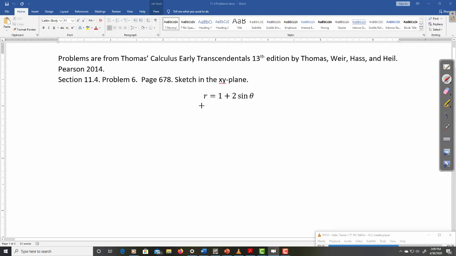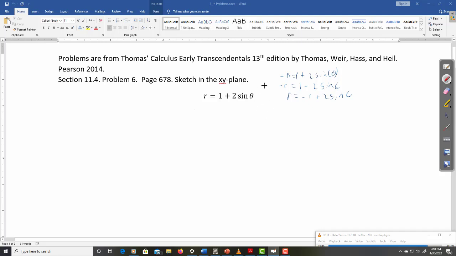If I replace r with negative r, I don't think I'll get the same thing, because how about theta with negative theta? Both, I don't think, would be quite the same either, because if I replace both, negative r is 1 plus 2 sine of negative theta. You can pull a negative out of a sine, minus 2 sine theta. But then if I divide by the negative, I would get r equal negative 1 plus 2 sine theta, and that's not the same thing. So I don't think this has any of the symmetries.